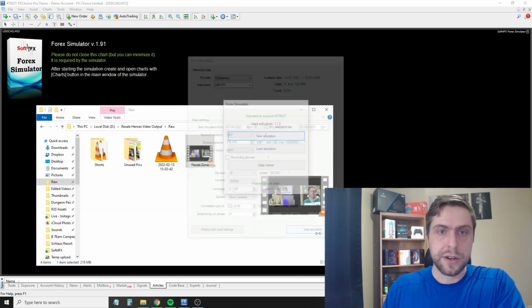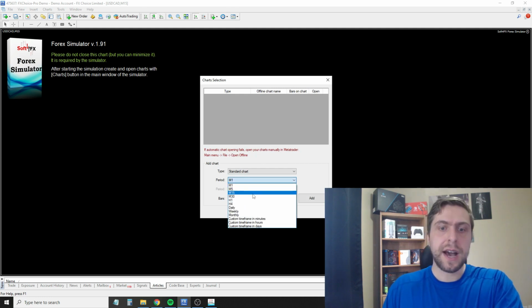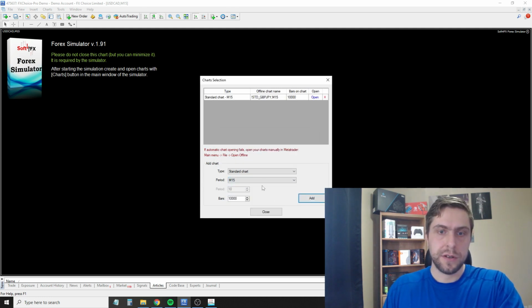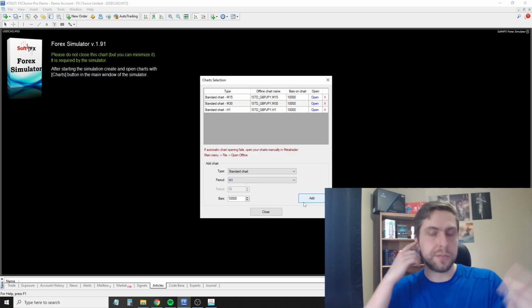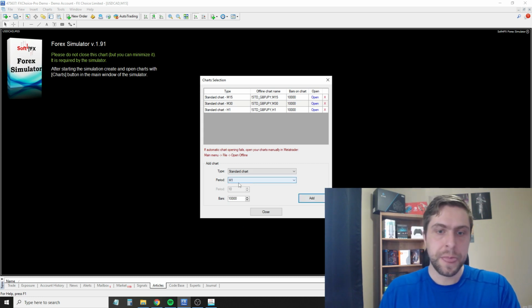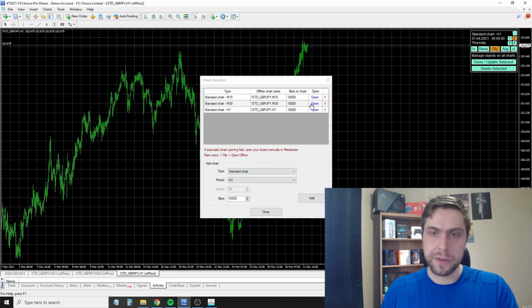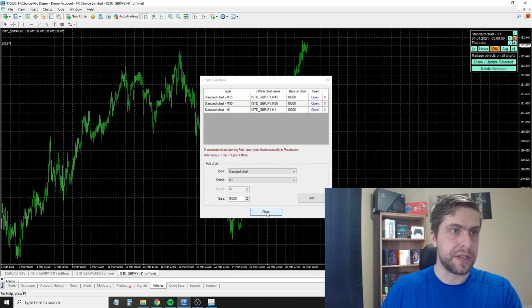Then you do start, then it's going to load up, and I usually start up with the 15-minute, the 30-minute, and the 1-hour chart. You can do the bigger time frames, whatever makes sense for your strategy. You select whichever one, then you click on add, but then you need to open them over here, and it's actually going to open them up in your MetaTrader 4.